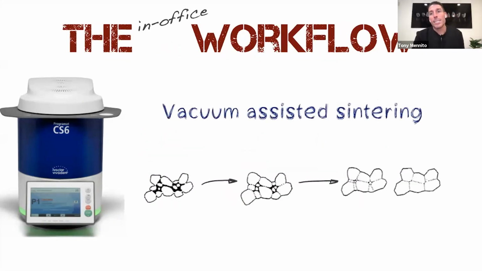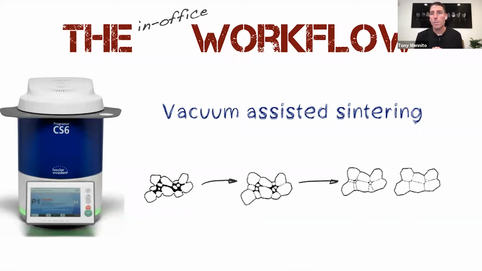The nice thing about the CS6 is it's got a vacuum integrated within it, and it is able to remove porosity from the zirconia. Remember, anytime you create any sort of ceramic, there's always a little bit of porosity in that composition, and the CS6 is able to remove the porosity from the zirconia. If you think about what porosity might do to translucency, it kind of breaks up our ability to see through that zirconia. So if you're able to remove that porosity, it actually makes that zirconia more translucent and improves the aesthetics of it.